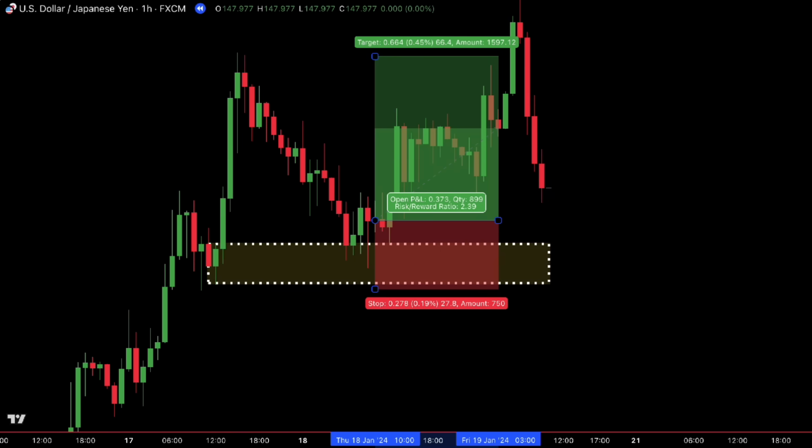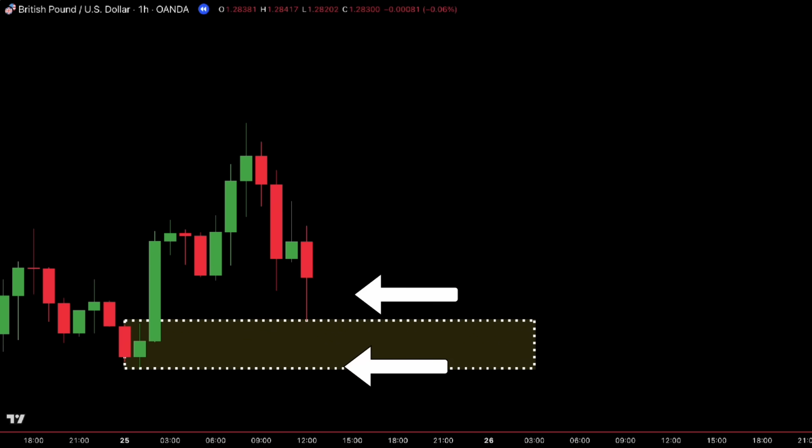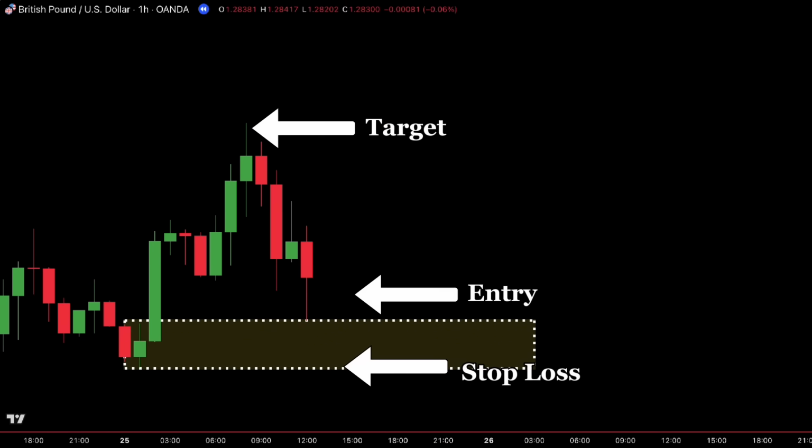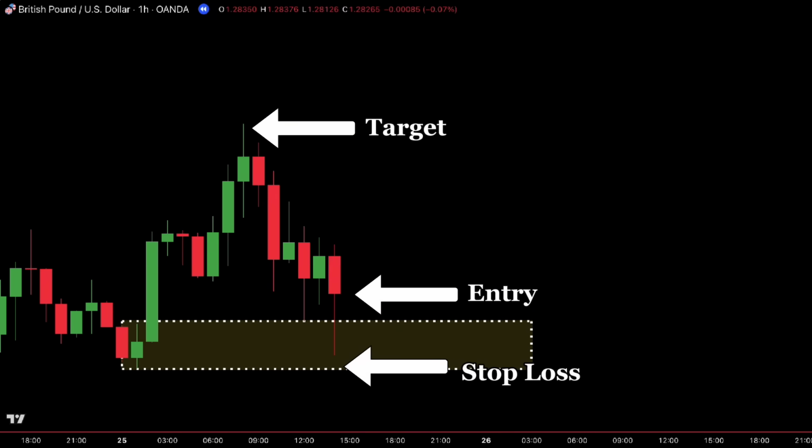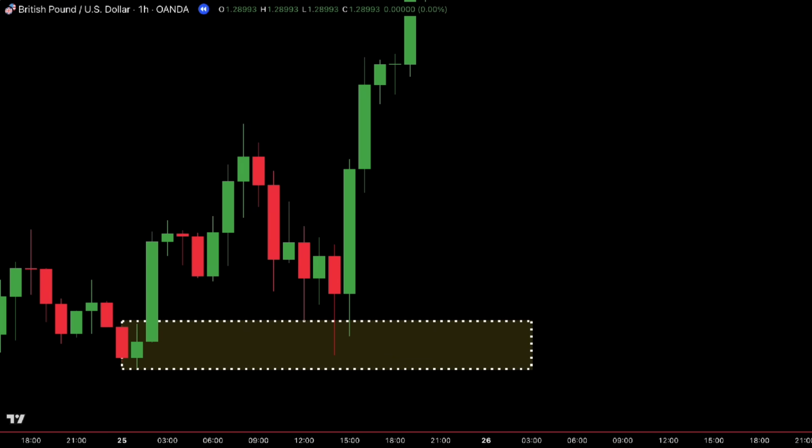Because if you don't, the market will play games with your emotions. Think about it. You enter a trade with a mental stop loss and target, and you keep staring at the screen. Price starts moving toward your stop loss, your nerves kick in, and you panic. Chances are you'll close the trade too early, and then what happens? The market turns around and hits the exact target you were aiming for. Frustrating, right? That's why discipline matters.